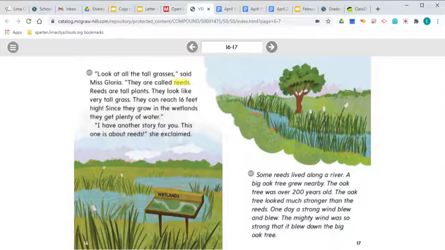"Look at all the tall grasses," said Miss Gloria. "They are called reeds. Reeds are tall plants. They look like very tall grass. They can reach 16 feet high. Since they grow in the wetlands, they get plenty of water. I have another story for you. This one is about reeds," she exclaimed.